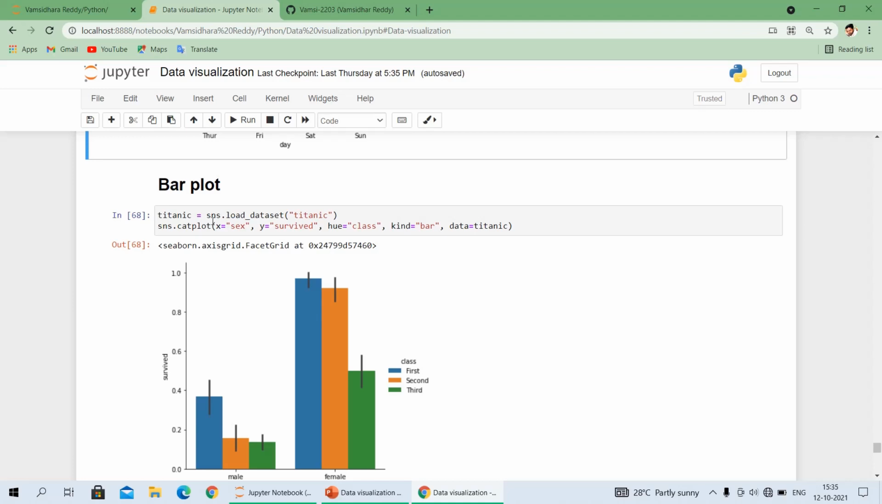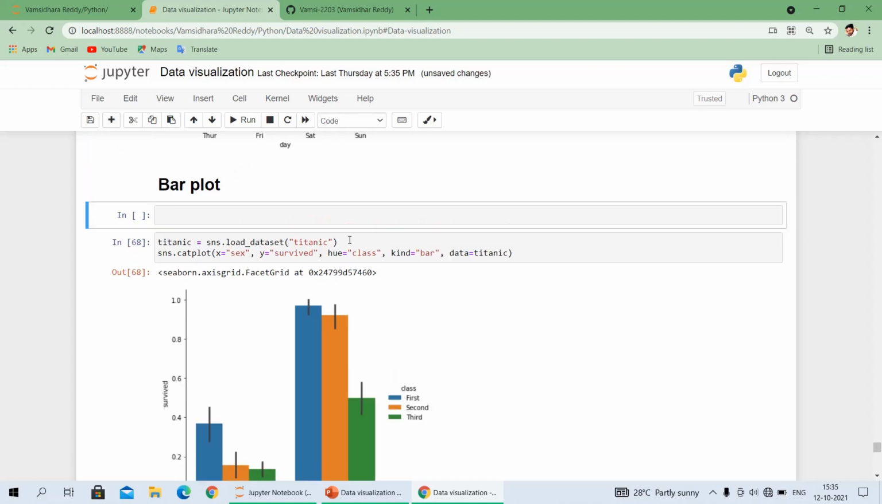Hue equals class, where the class is first class, second class, third class, because we want to see which class is highest. And kind equals bar, data equals titanic. I have taken the Titanic data set. Let me show you the data set.